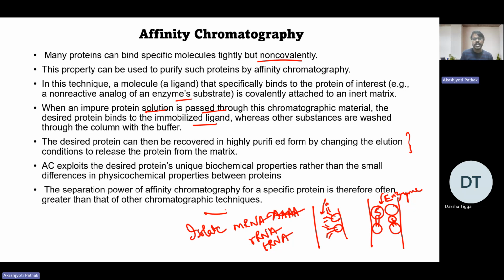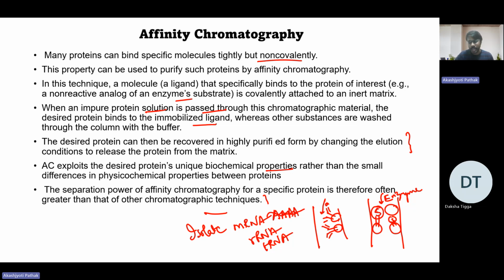So here, one thing to note is that affinity chromatography has a much higher capacity to purify protein than other types of chromatography. Why is it so? Because in affinity chromatography you are utilizing the protein's unique biochemical properties. Every protein has a unique biochemical property, and that is what you are utilizing here.